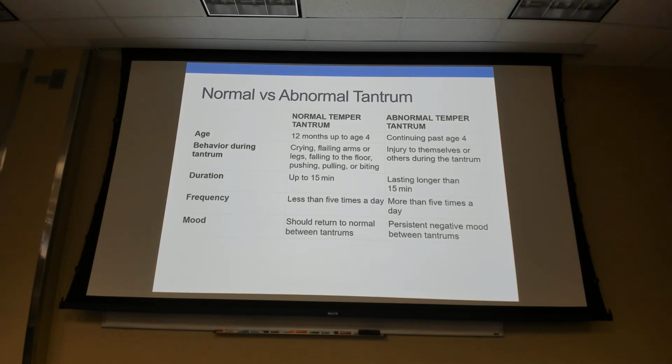So if we're looking at this, when is this going to happen? So normal ages are going to be between 1 and 4 years when you start seeing this. So past the age of 4, where it continues persistently, is outside the norm.